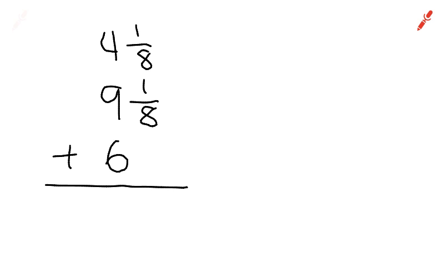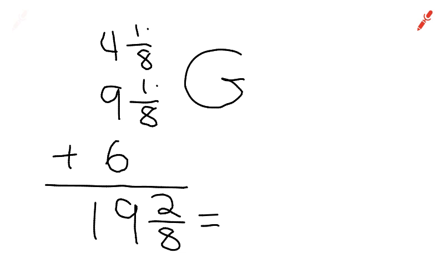First, let's do our fraction side. We know our denominator is going to stay the same, 8. And we add our 1 and 1. That gives us 2 over 8. And now let's add up our whole numbers of 4, 9, and 6. That gives us 19. Is there a GCF for 2 and 8 that's greater than 1? Yes, 2 goes into both 2 and 8.